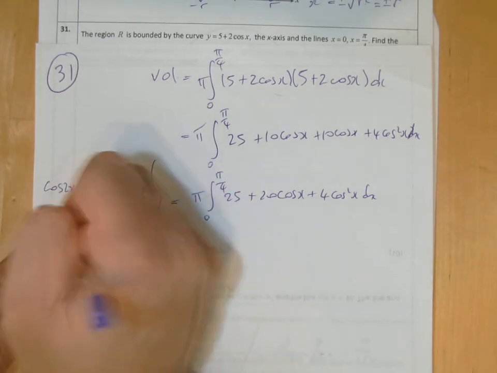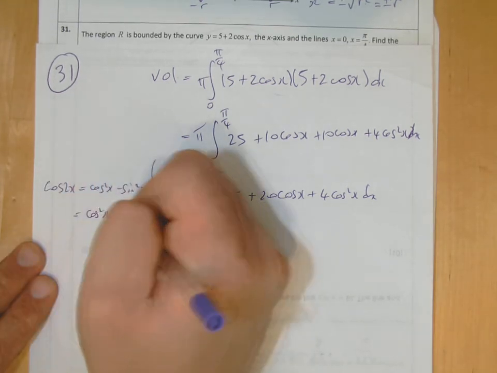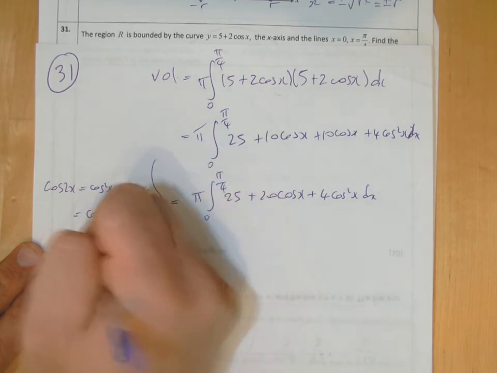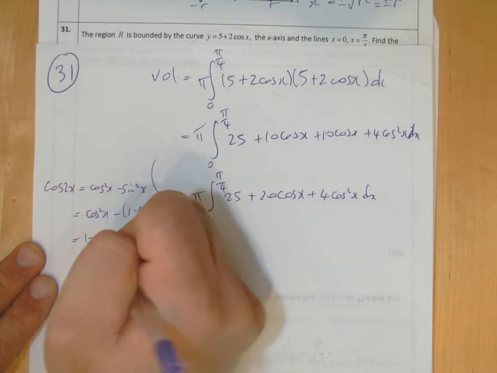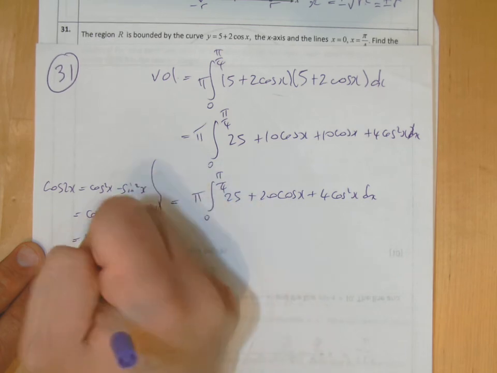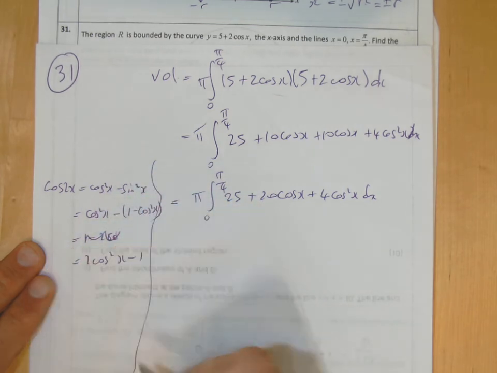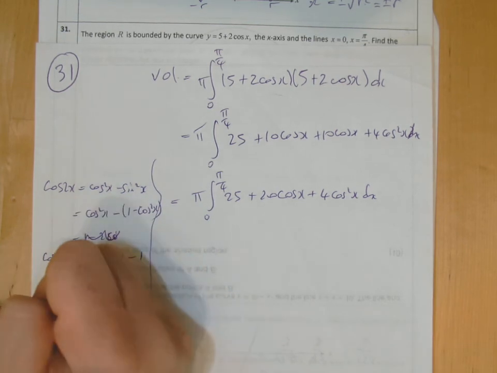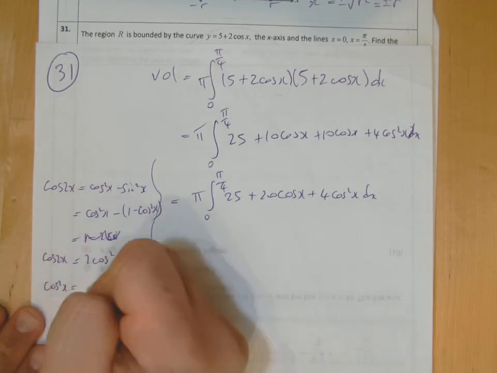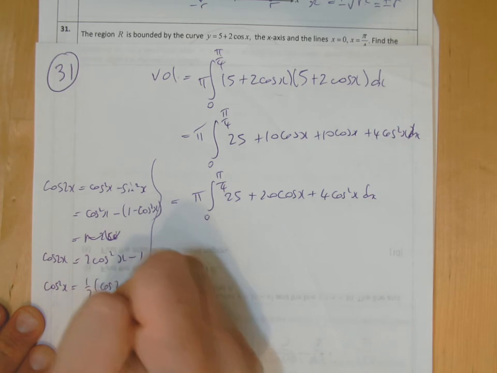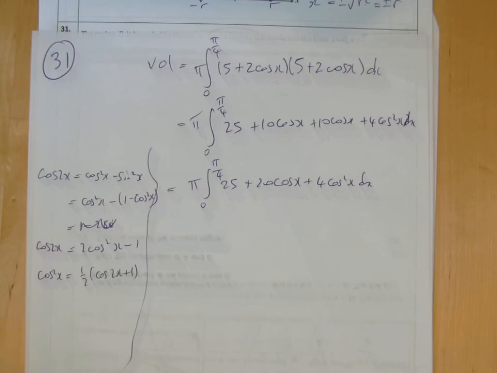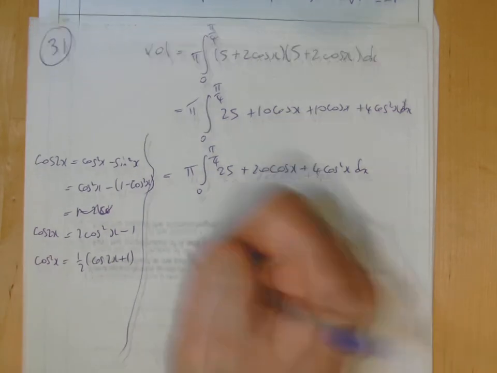So then I rewrite this as cos squared x minus, then 1 minus cos squared x. This is 1 minus 2 sine squared... what am I doing? That becomes 2 cos squared x minus 1. Yeah, that's what cos 2x becomes. So then cos squared x will become 1/2 cos 2x plus 1. Right? Okay, so that's what I do here to work this out. So then substitute that in.